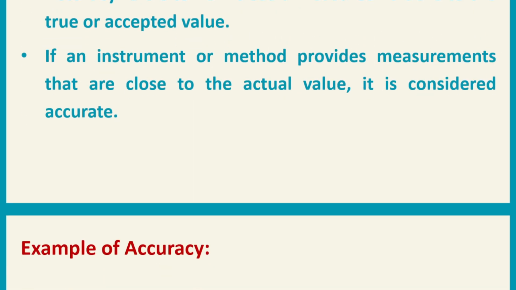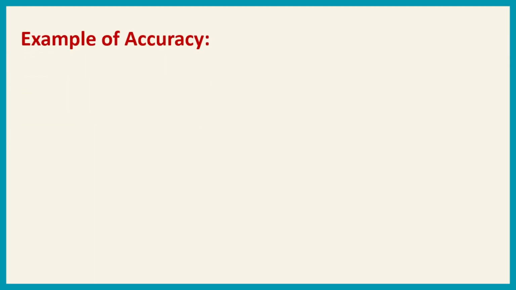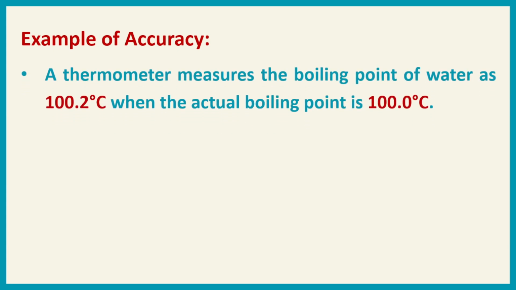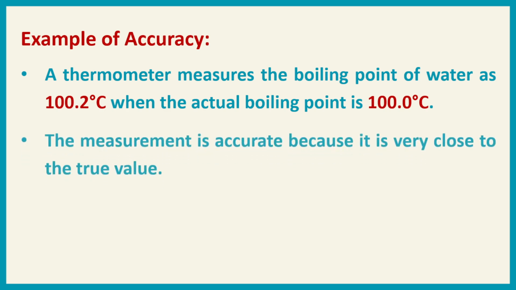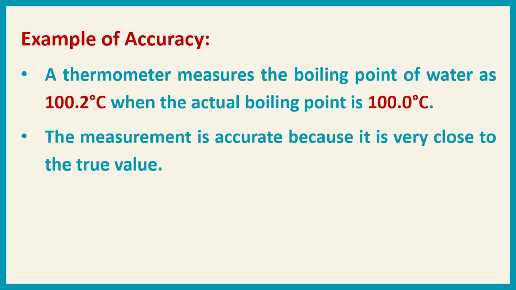Let us understand with a suitable example. Suppose a thermometer measured the boiling point of water as 100.2 degrees Celsius when the actual boiling point is 100.0 degrees Celsius. This measurement is accurate because it is very close to the true value.